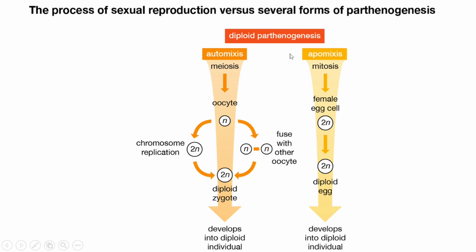Another type of diploid parthenogenesis is apomixis. In this case, the cells will undergo mitosis to produce a female egg cell that is already diploid, and then it will become a diploid egg, which develops into a diploid individual. So in this case, males are still not needed because the germ cell will automatically produce female egg cells that are already diploid to produce a diploid individual. Diploid parthenogenesis, no sperm cells are needed.